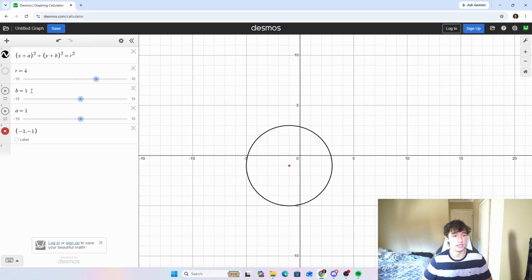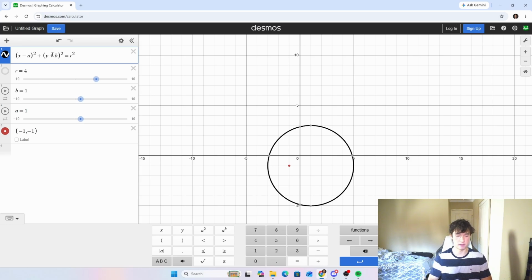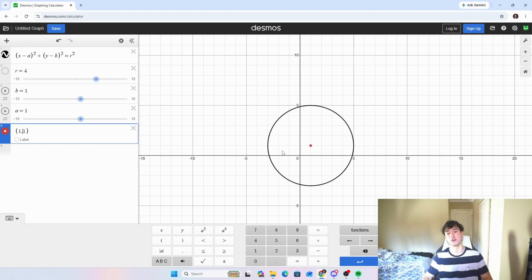Now, we can change these. So if it was minus 1 and minus 1, then you can see that it goes to the right and up 1. So then we can make these positive, and there you go, that's your center again.